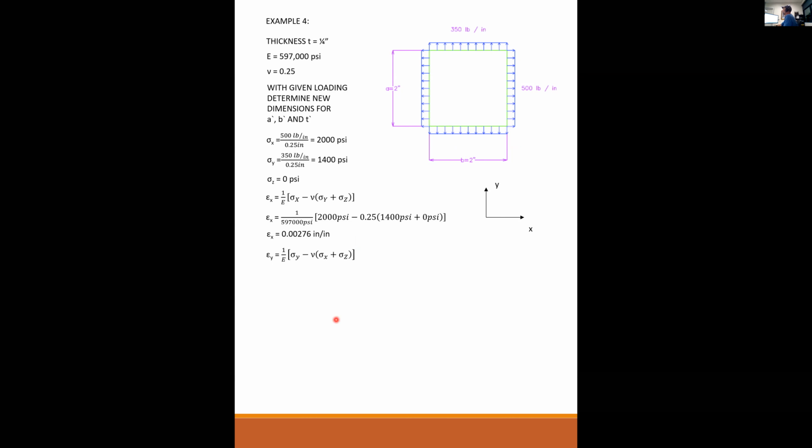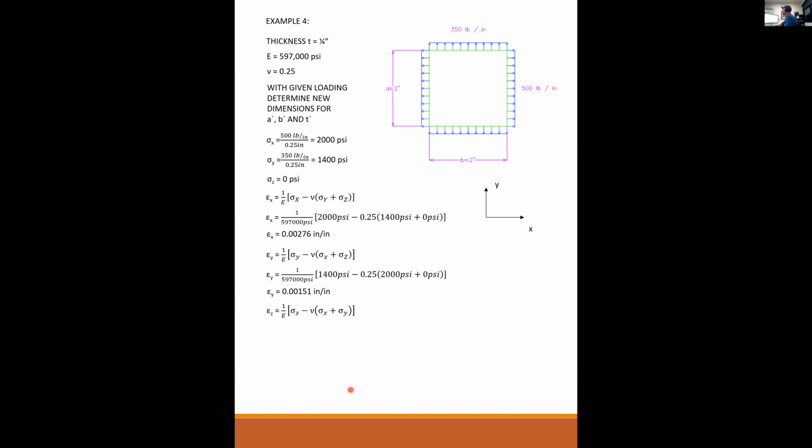Sigma Y is very similar to sigma X. You just substitute the Y for the X and the X for the Y. And I plug in my values, 1400, 2000 plus zero. I get a strain in the Y direction of 0.00151 inch per inch.